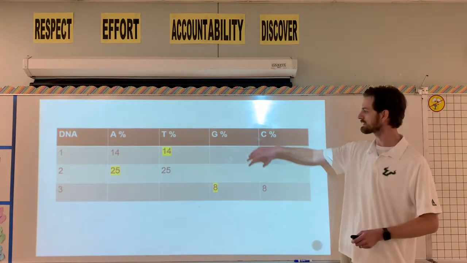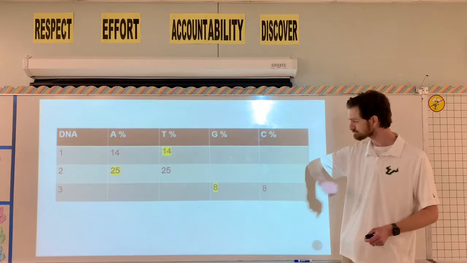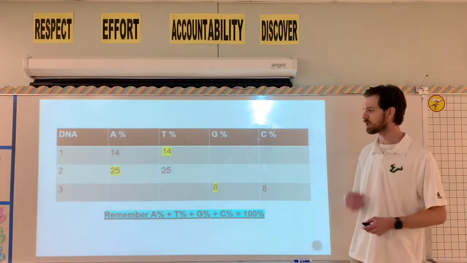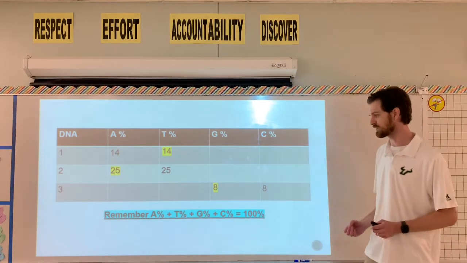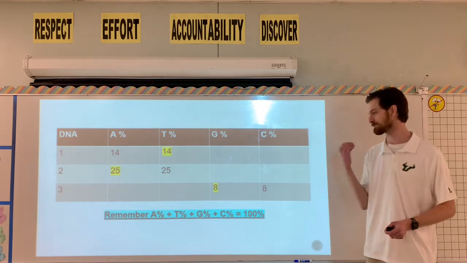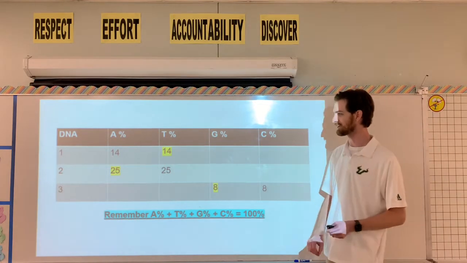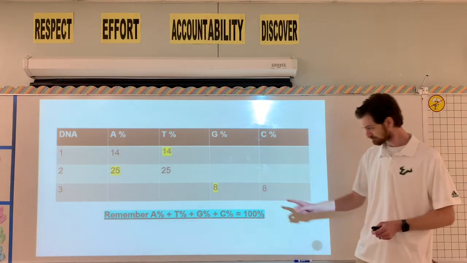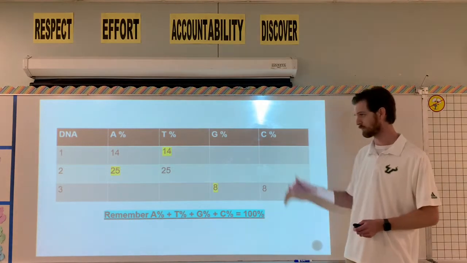Now remember, how we can find the blank chunks is we've got to do a little bit of math. The idea is all the percentages add up to 100. So A's percentage plus T's percentage plus G's percentage plus C's percentage should all equal 100%. All right, so let's work through it here a little bit. Let's start at the bottom and work our way up.